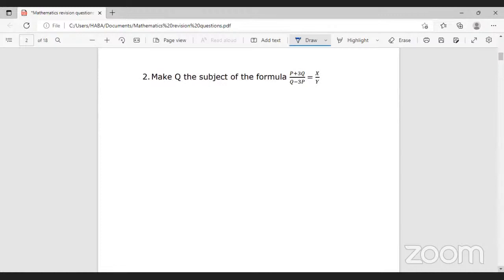So question number 2. Who can read for us question number 2? Okay, you can continue and read, please, Joyce. Make Q the subject of the formula if (P plus 3Q) over (Q minus 3P) is equal to X over Y. Great. So what are we going to do?